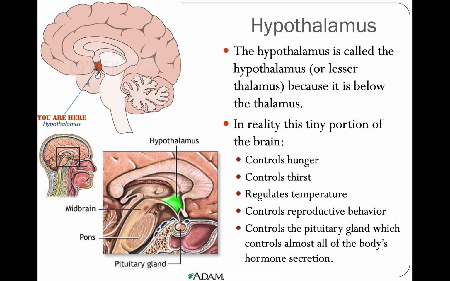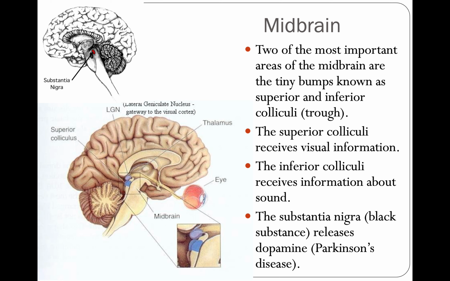Two of the most important areas of the midbrain are the tiny bumps known as the superior and inferior colliculi. Colliculi means trough. The superior colliculi receives visual information. The inferior colliculi receives information about sound.